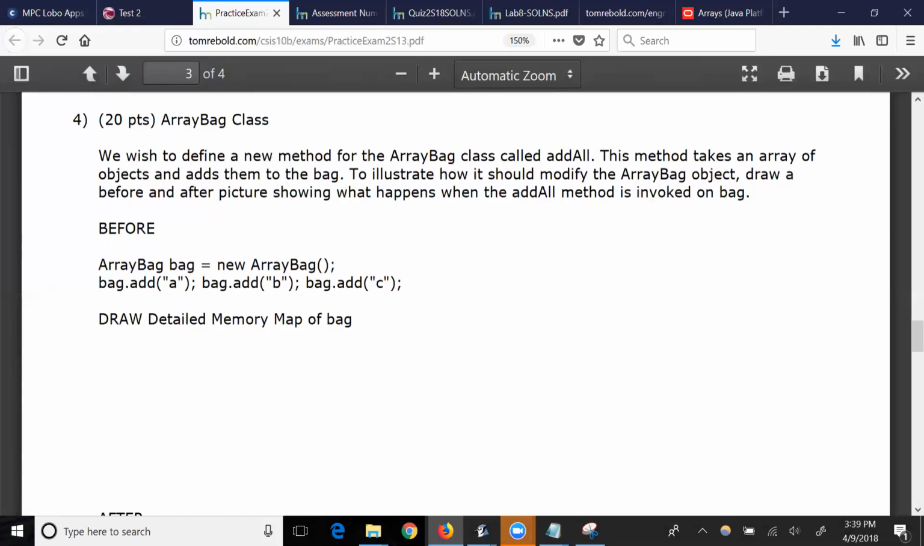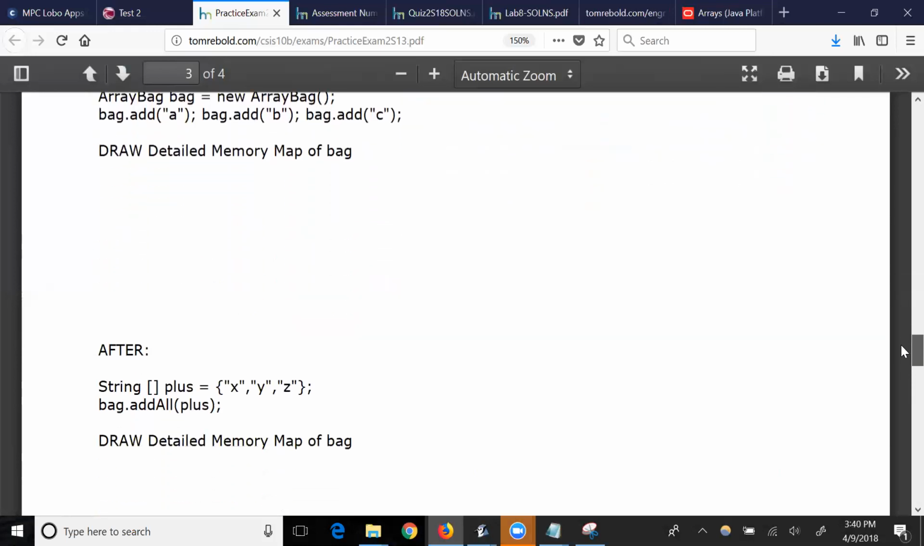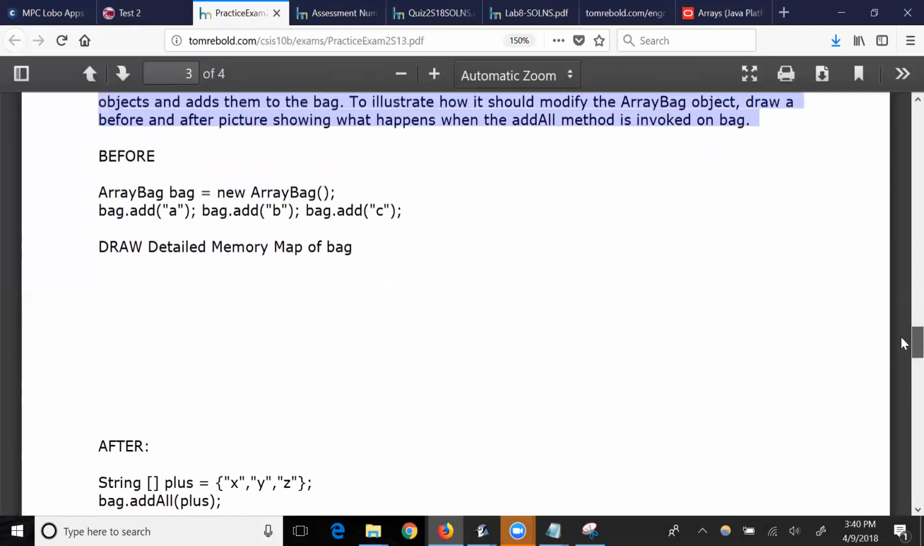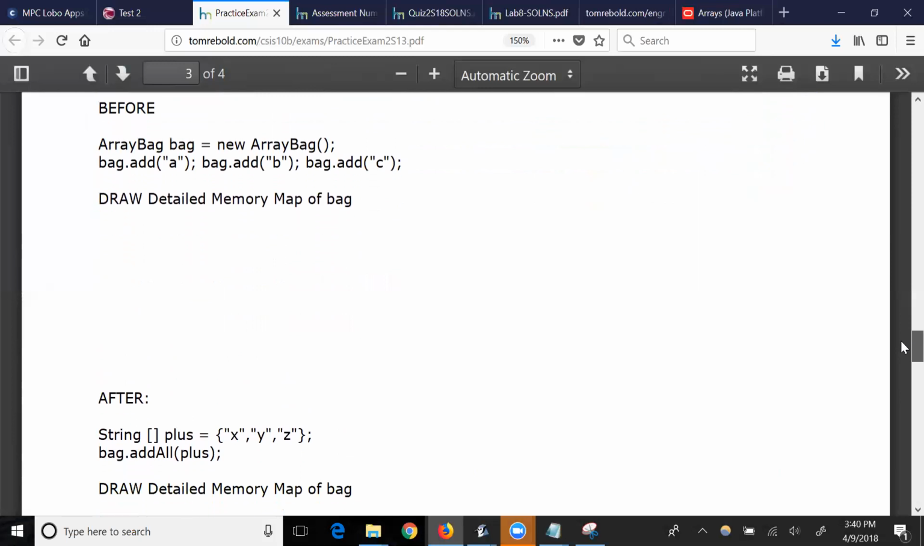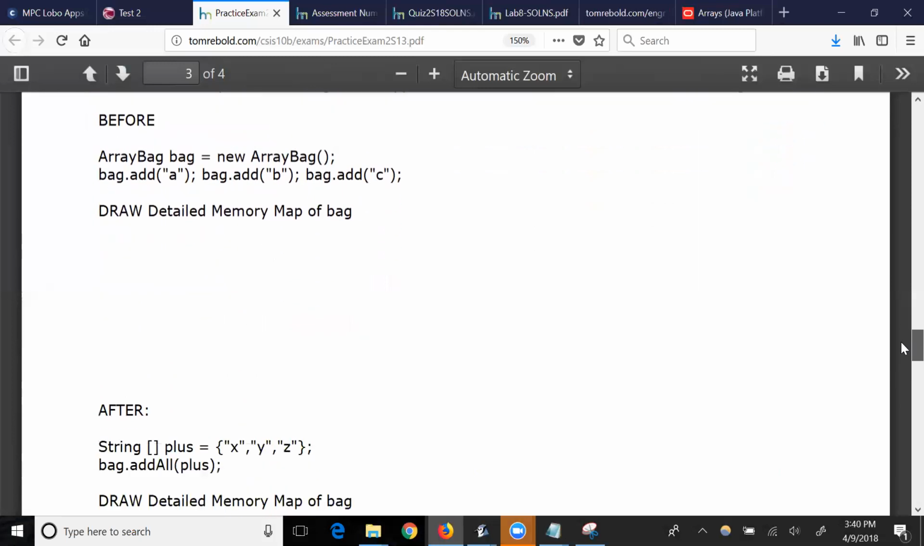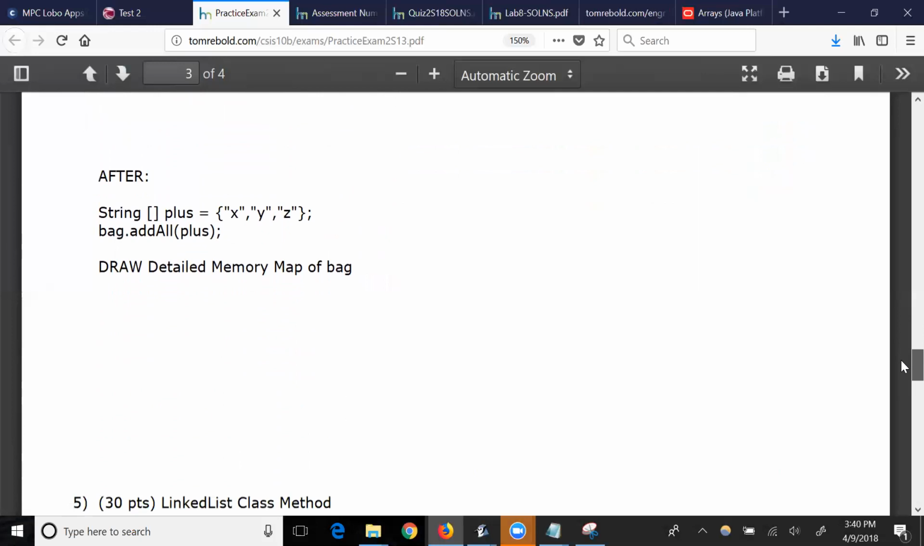Taking a problem statement and doing a before and after sketch, a memory map of how this should look before and after, is important, because if you can't draw the data structure that you're working on, it's going to be hard to solve anything. So I think these are reasonable. This is a pretty reasonable picture of what the exam's going to look like.